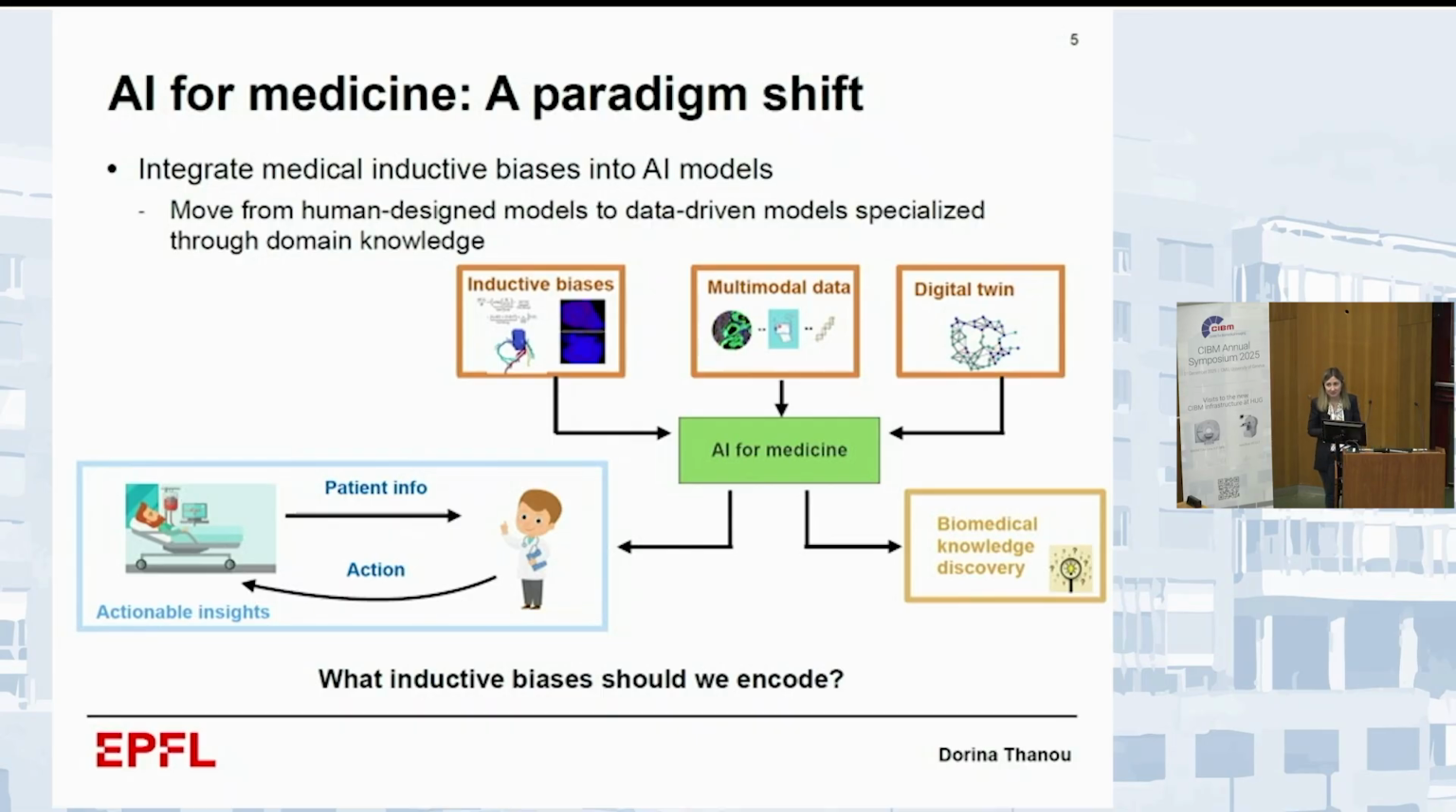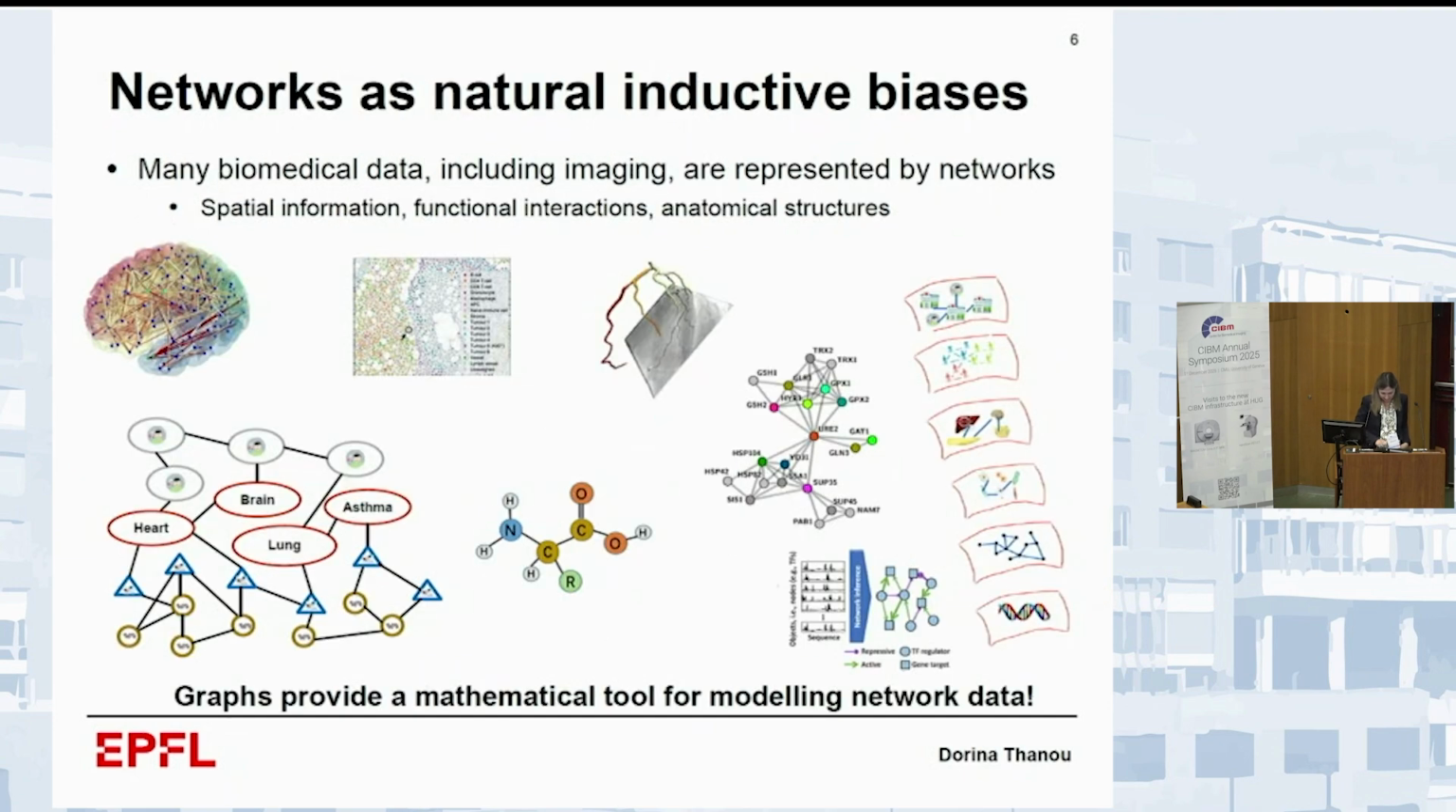biomedical discoveries, identifying new biomarkers, or as diagnostic tools, supportive tools for clinicians in their decision-making process. So, just to make it a bit more concrete, what could be these inductive biases? In this talk, I will mainly focus on one specific aspect that is about networks as a natural inductive bias coming from different application domains.